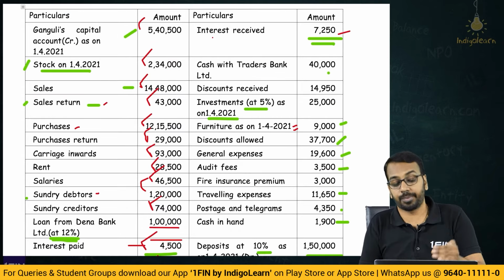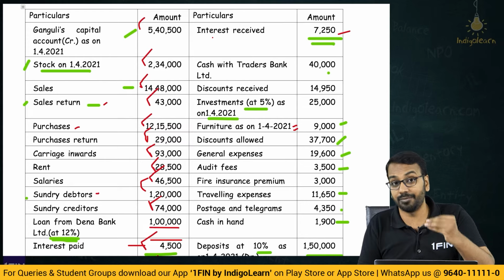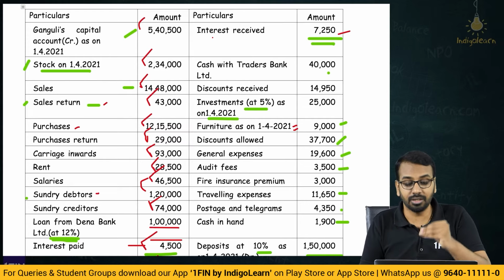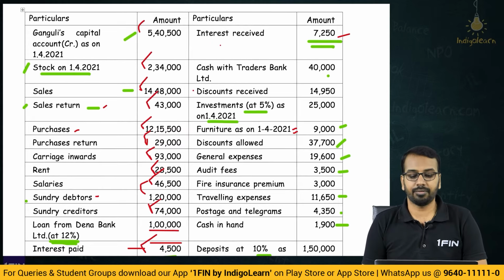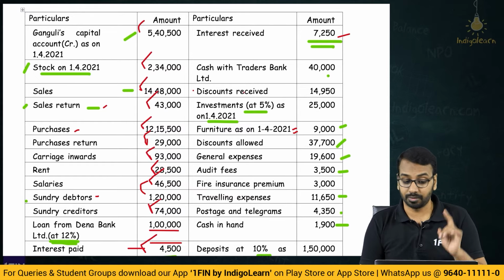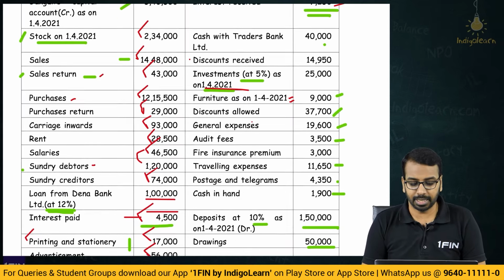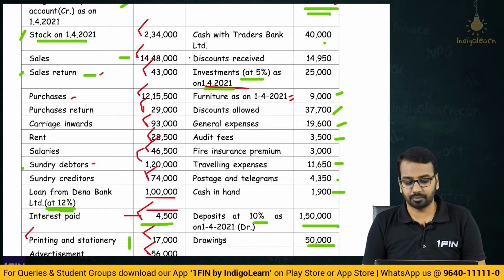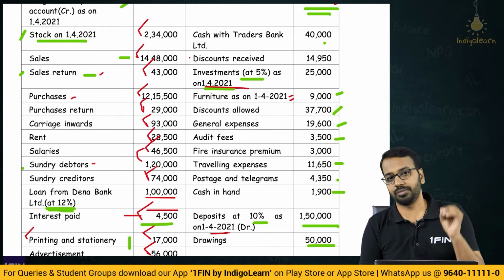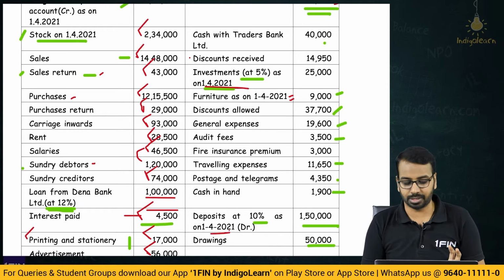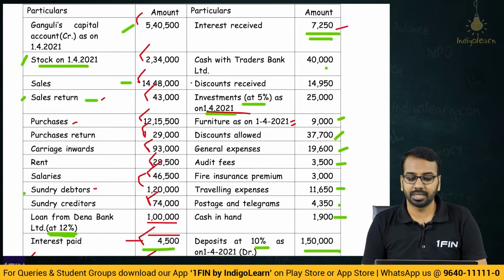Then interest received 7,250. Again, for that we have to prepare a detailed working note because we have multiple investments, and from that we would have received the interest. So now we have interest received as 7,250. Now where all will we get interest from? First, we will get interest from investment at 5%, and this is outstanding on 1st of April of 21. Then we have deposits at 10% from 1st of April of 21. So here also we will get 10% interest, right? Now what is the amount received?